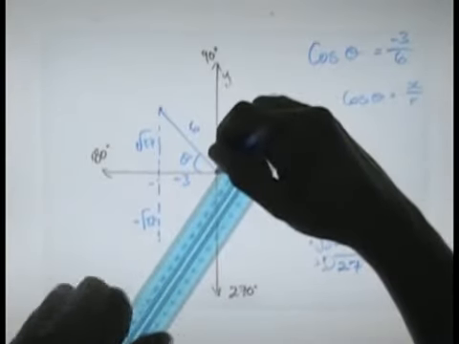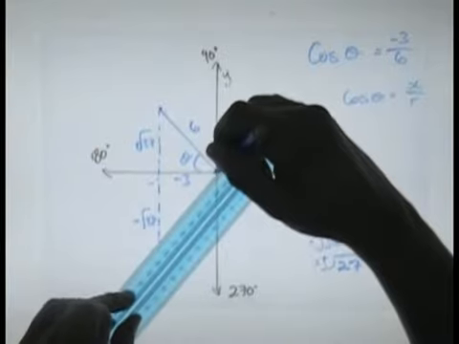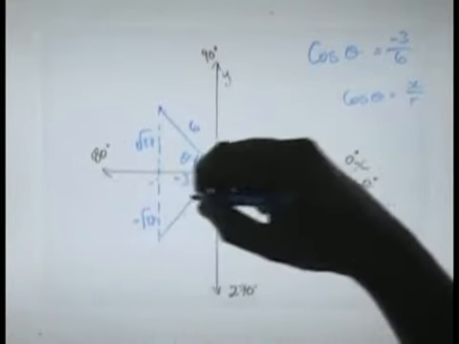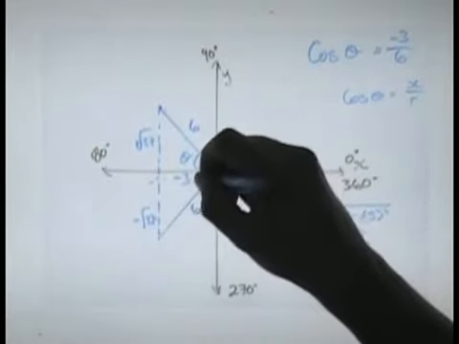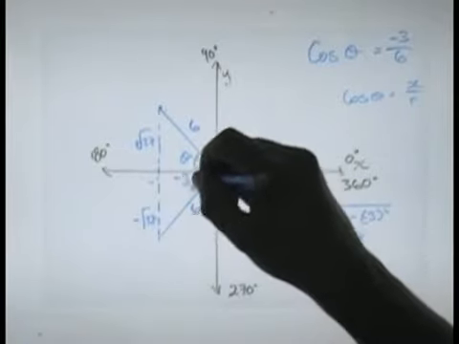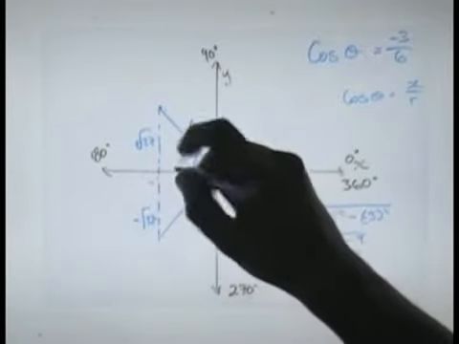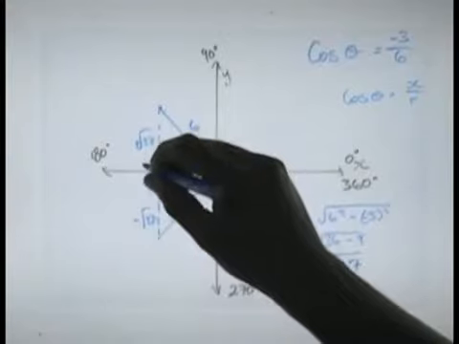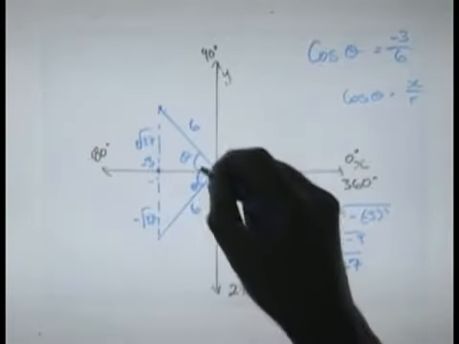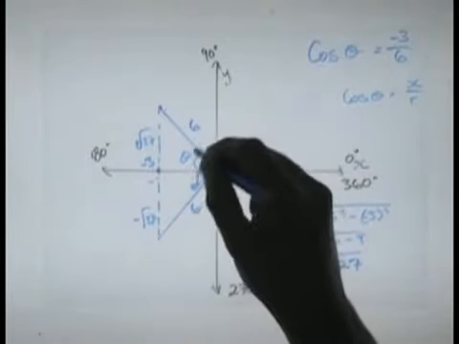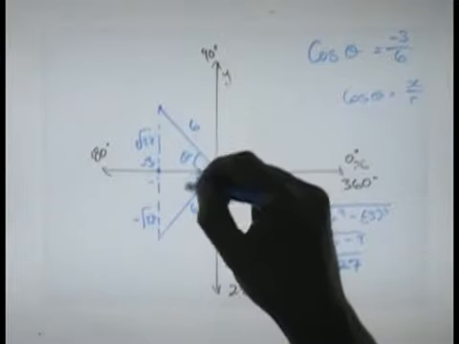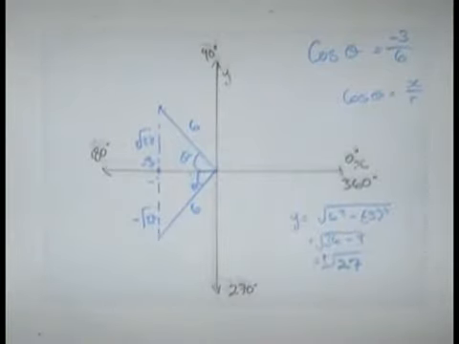which means that theta could also be over here, again with an r value of 6, but theta is over there. Both of them have an x value of negative 3. So theta could be either that one over there or that one over there.